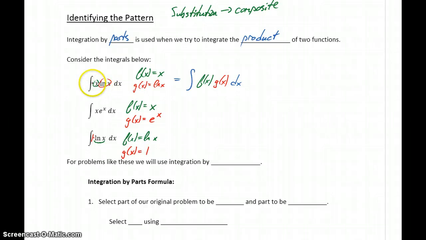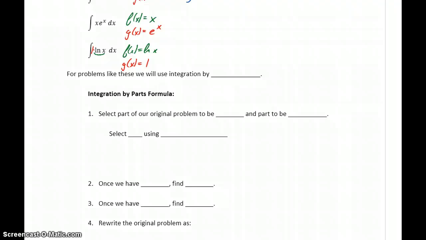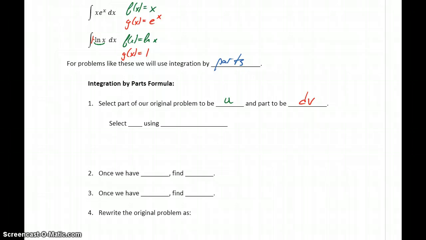So when we look at these problems, we need to recognize that we have the product of two functions, and then we'll look at applying integration by parts. The integration by parts formula, or the process, is constructed by looking at the original problem, selecting one of those functions to be u, and one part of that integral to be the statement dv. So we'll set part of the integral equal to u, part of it equal to dv.